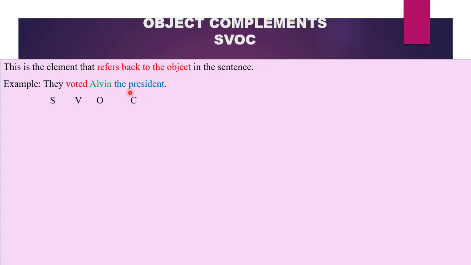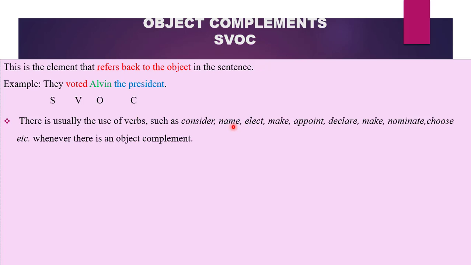So our pattern will be SVOC. Before you can get an object complement, these verbs are normally used. Let us look at some of these verbs. We have verbs like consider, name, elect, make, appoint, declare, nominate, choose, and many others. So whenever there are such verbs in a sentence, then it is likely that you will get an object complement. These verbs are transitive verbs, and objects will come after them, and there is the likelihood to get a complement after the objects that will come after these verbs. So the same elements that can function as a subject complement can function as an object complement.